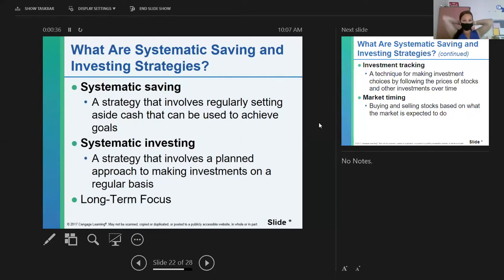Okay, so what are systematic saving and investing strategies? Systematic saving is a strategy that involves regularly setting aside cash that can be used to achieve goals. The amount should be the most you are comfortable to afford to save each pay period. Sometimes it may be convenient to have it automatically come out of your paycheck so that it's just done for you. You don't have to worry about it. You could do a monthly payment to a savings plan if that's what you prefer, rather than every paycheck.